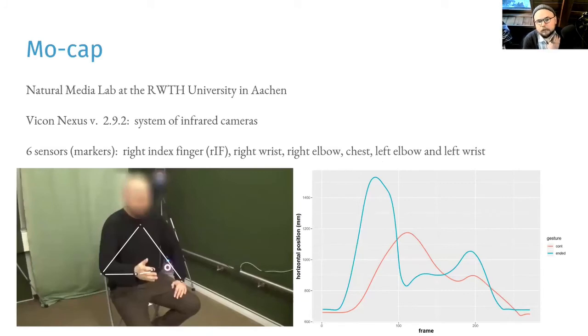The mocap recordings were carried out by the courtesy of the mocap lab at the University in Aachen, using 6 sensors, with a special focus on the right hand index finger marker, as the gestures were performed by the right hand. The diagram on the right hand side shows the horizontal position of the index finger marker during the stroke phase of a continuous gesture and an ended gesture.